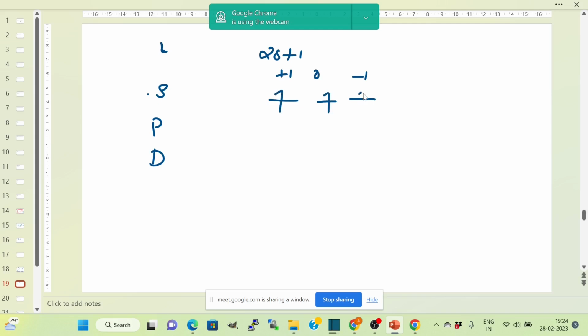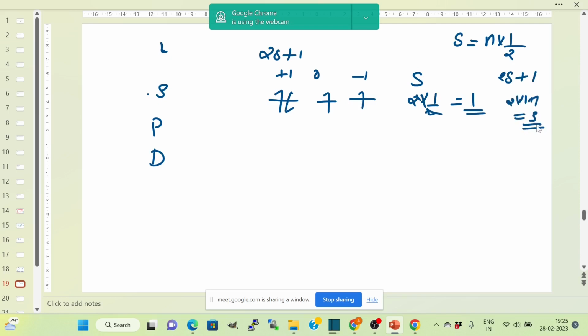So either we can do it like this, where S will be 2 into 1 by 2, which is 1, right? Because as I said, S is calculated as n into 1 by 2, where n is the number of unpaired electrons. Here the number of unpaired electrons is 2. So 2 into 1 by 2 is 1. Now the 2S plus 1 value will be 2 into 1 plus 1, which is 3. For the other case, here also we'll get the same value.